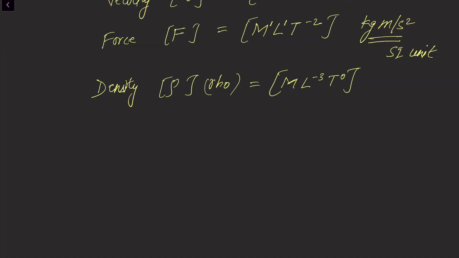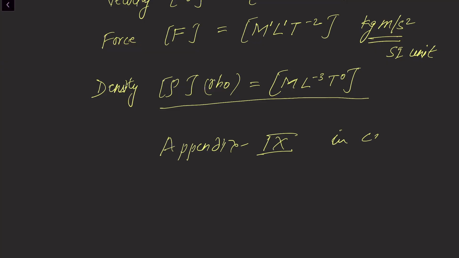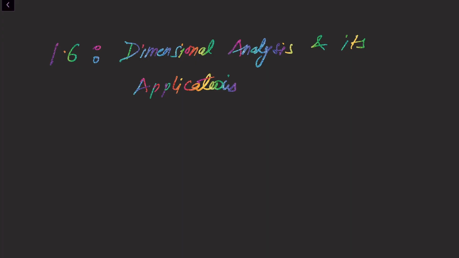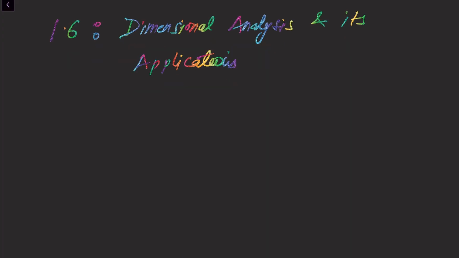This is the dimensional equation of density, right? So you can check appendix 9 in the CBSE textbook. So 1.6 is dimensional analysis and its application. So let's see this. What is the application of dimensional analysis? A thorough understanding of dimensional analysis is used to check the interpretation of various equations, relations among different physical quantities, and checking the derivation, accuracy, and dimensional consistency or homogeneity of equations.